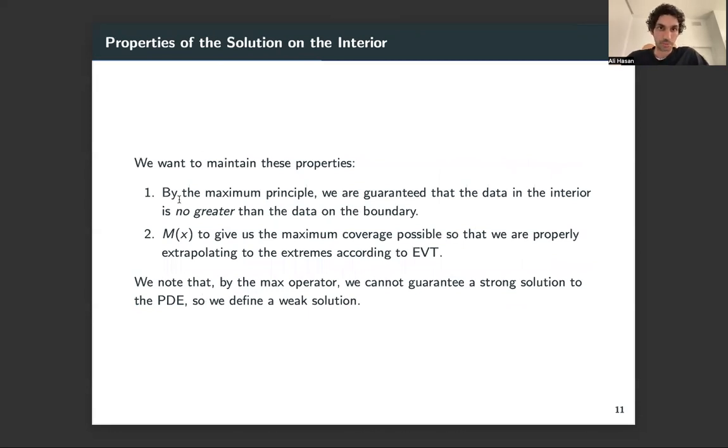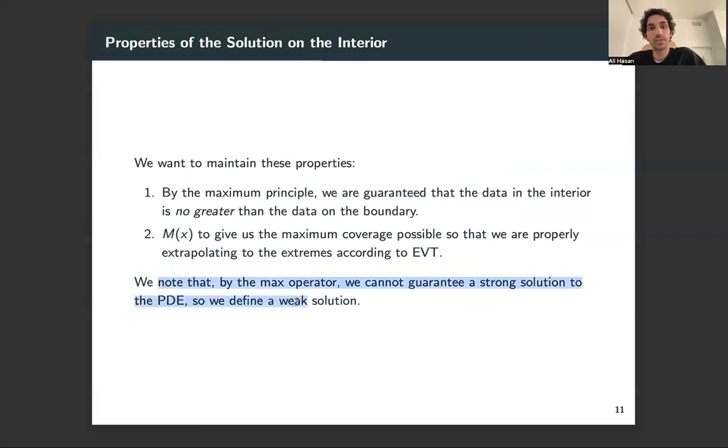And again, we want to maintain these properties such that the data on the interior is no greater than the data on the boundary. This may be motivated by the fact that we can collect data in regions that are very important to us. And we might be able to find which regions have the most extreme data. And the max stable process should also give us the maximum coverage so that we are properly extrapolating to the extremes according to the extreme value theory.